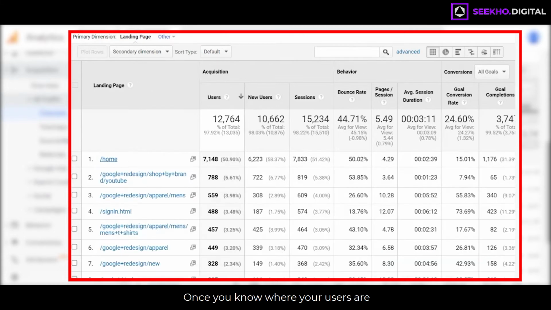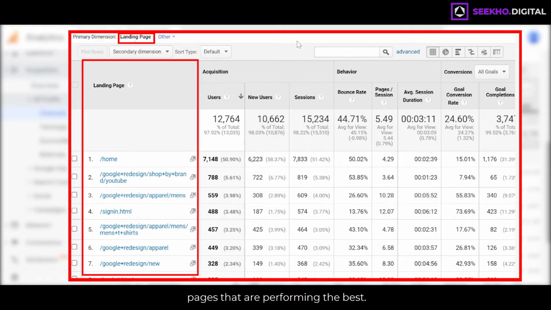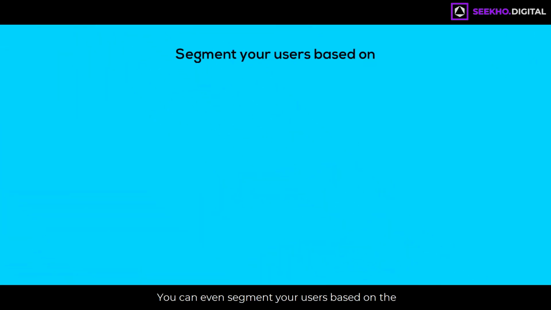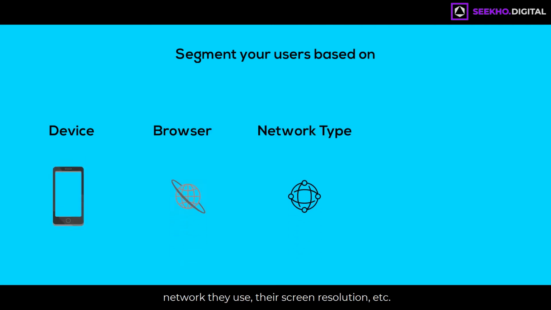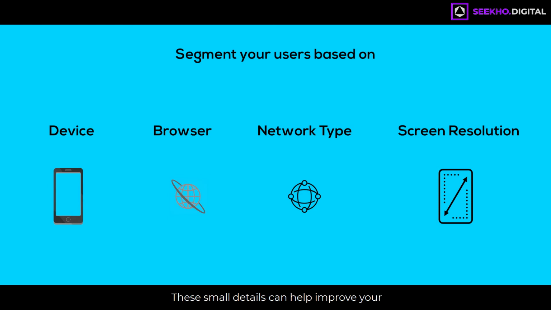Once you know where your users are coming from, you can check the landing pages that are performing the best. You can even segment your users based on the device they use, their browser, the type of network they use, their screen resolution, etc. These small details can help improve your website and provide an enhanced user experience.